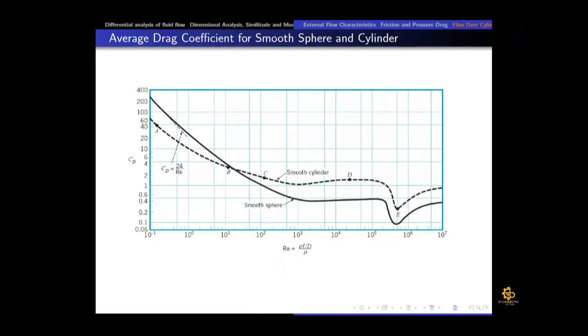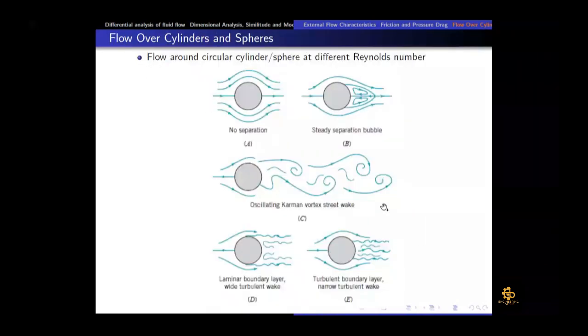Okay, and that functional form I have explained. After 10 to the power 5, you can see a sudden dip in this graph. That is the point where the flow becomes laminar to turbulent, right? Because the flow goes from laminar to turbulent, as I have explained, the wake region becomes smaller, because the flow separation occurs at theta equal to 140 degrees.